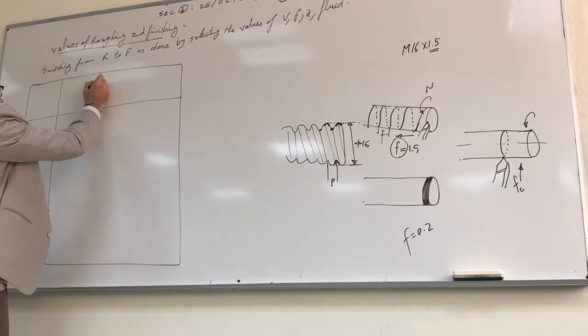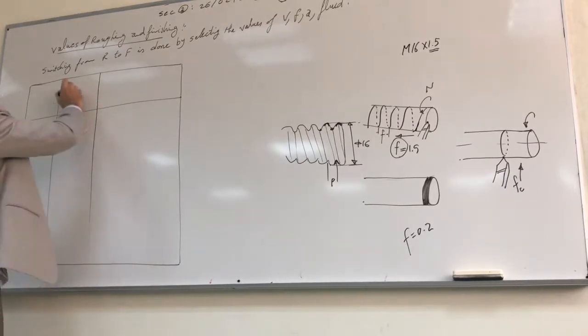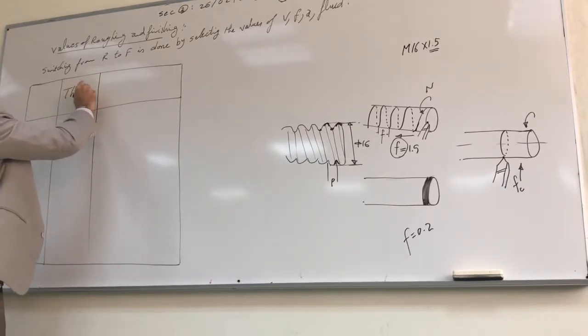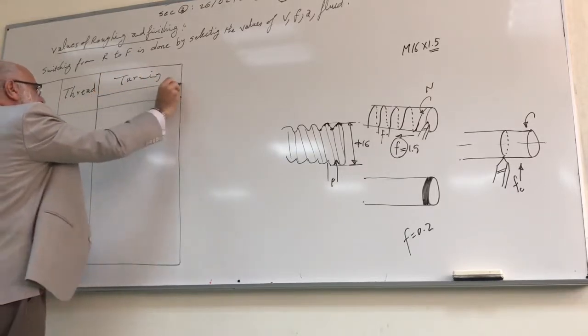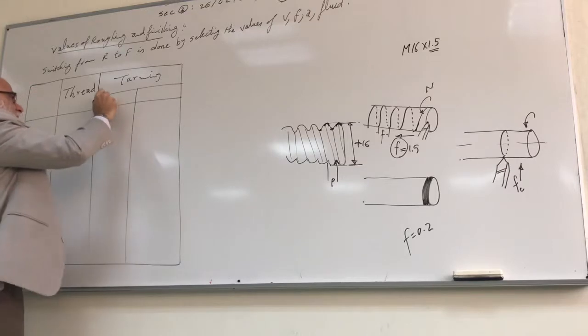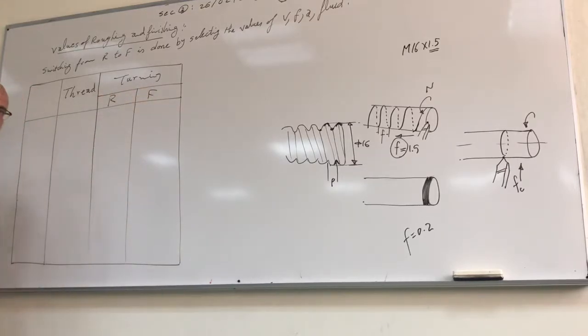Therefore, I will divide here between turning and thread. This table, thread, here turning. Turning has roughing and finishing. Sometimes, if you are doing a very important thread, then we also do it twice, roughing and finishing.